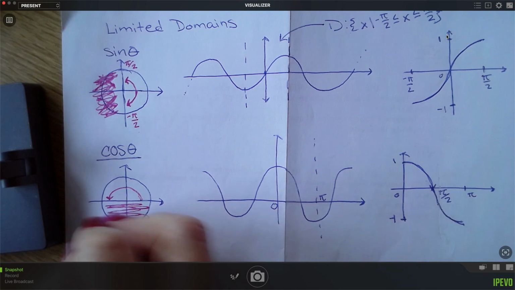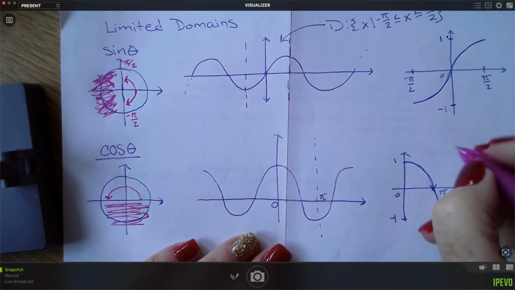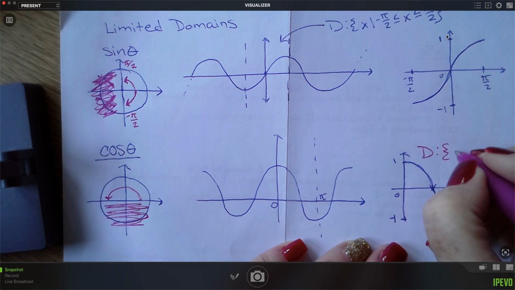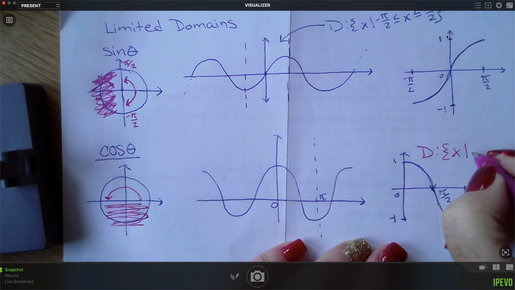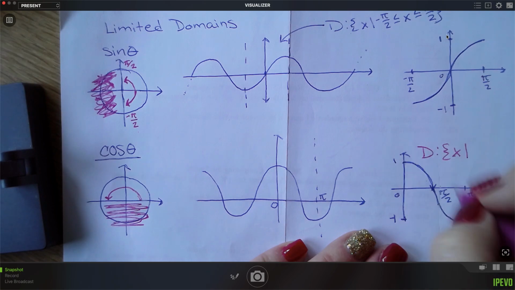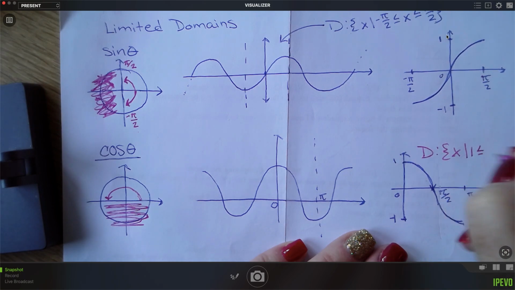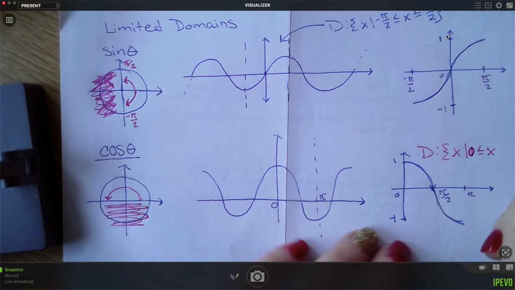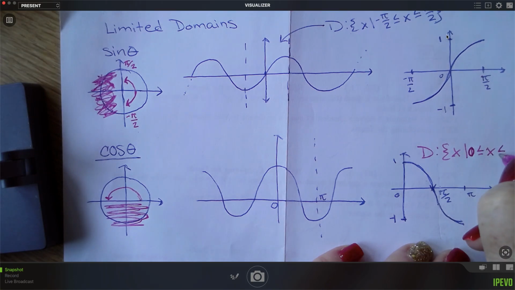Quadrant 3 and 4. So our new domain is x such that 0 is less than or equal to x, which is less than or equal to pi, correct?